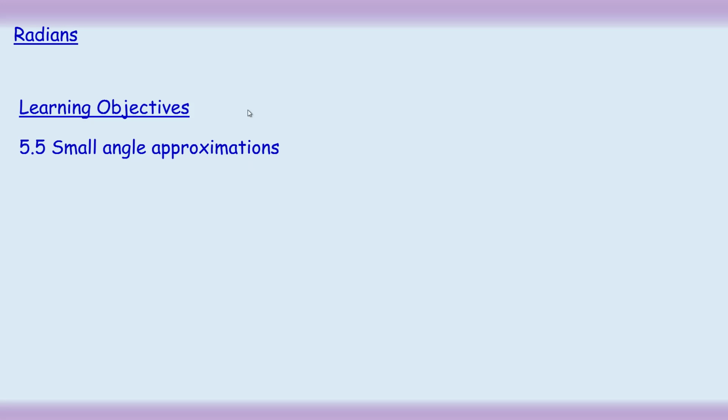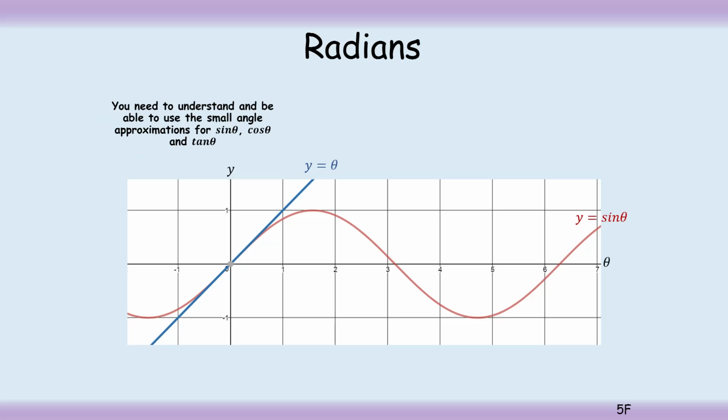Small angle approximations. Hit pause, make some notes, and let's have a look at some small angles. On this grid here we've got two curves. We've got our sine curve here, and here's our sinusoidal sine curve, and we've got a straight line y equals theta.